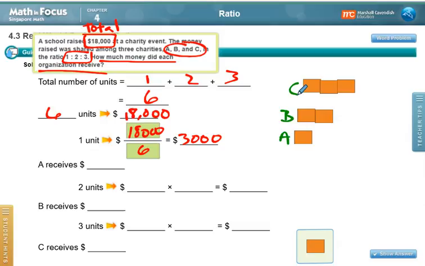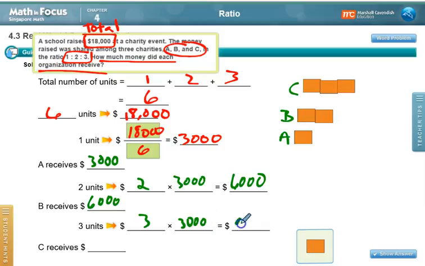So A is 1 unit, so A gets $3,000. 2 units for charity B, that would be 2 times 3,000, or $6,000. So B receives $6,000. And 3 units, I'm looking at the picture for C, 3 units would be 3 times 3,000 for a total of 9,000. So charity C receives $9,000.